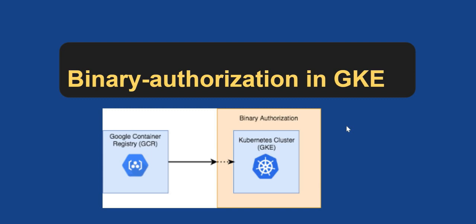Now that is a very simple explanation of binary authorization, and it is one of the security features for production. It's always good practice to use binary authorization, so only approved or verified images will be deployed to your GKE cluster. Now there are a few simple steps to implement binary authorization.